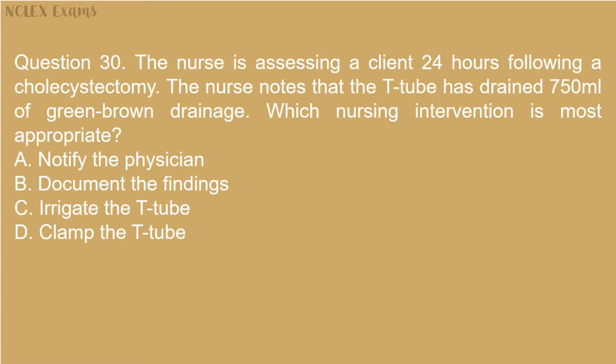Question 30. The nurse is assessing a client 24 hours following a cholecystectomy. The nurse notes that the T-tube has drained 750 milliliters of green-brown drainage. Which nursing intervention is most appropriate? A. Notify the physician. B. Document the findings. C. Irrigate the T-tube. D. Clamp the T-tube.